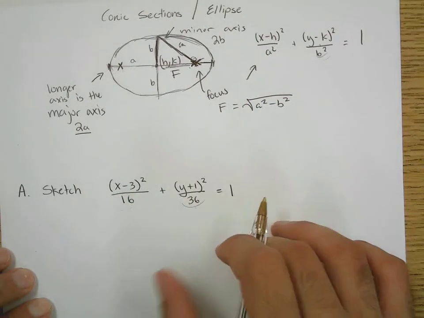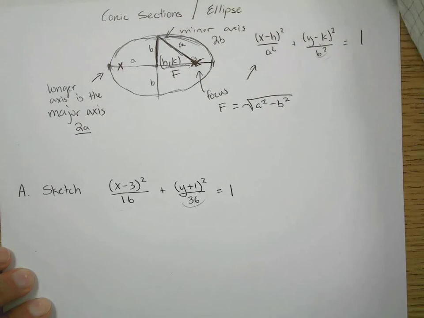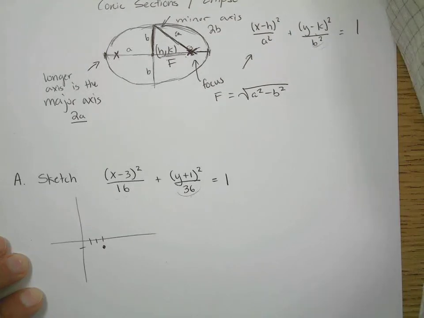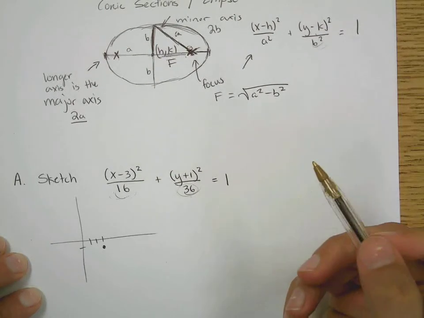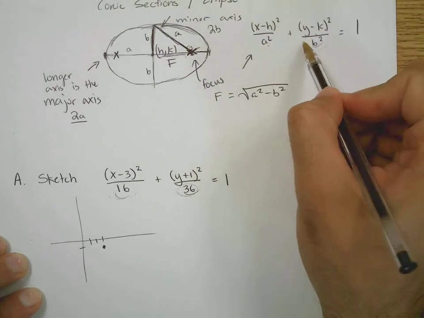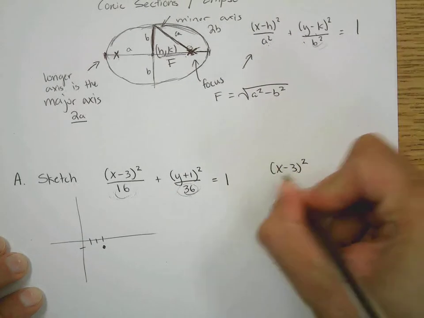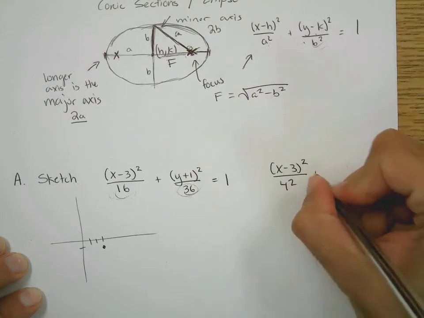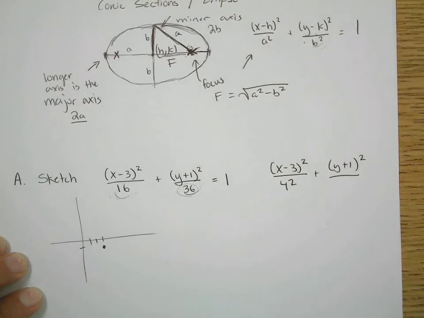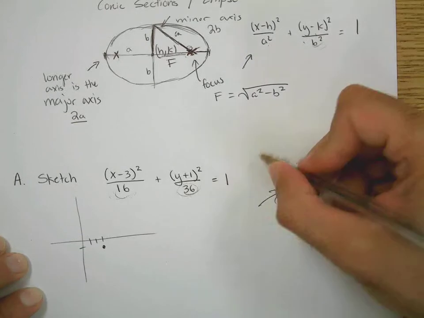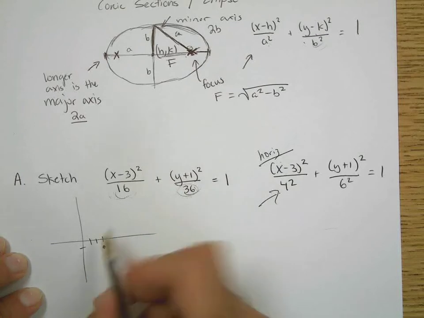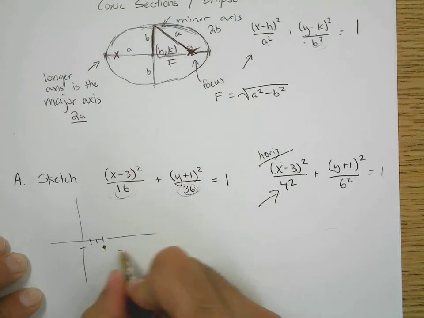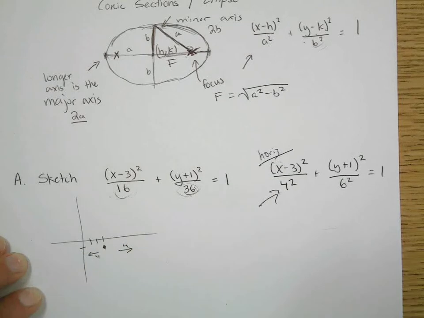Now remember that the standard form doesn't say 16 or 36. It says something like a squared or b squared. So let's rewrite it. X minus 3 squared over 4 squared plus y plus 1 squared over 6 squared. And what that means is this is the x, that's the horizontal. So horizontally, from this center 3 comma negative 1, I need to go to the right 4 and to the left 4. And vertically, it's by the y, I need to go up 6 and down 6.